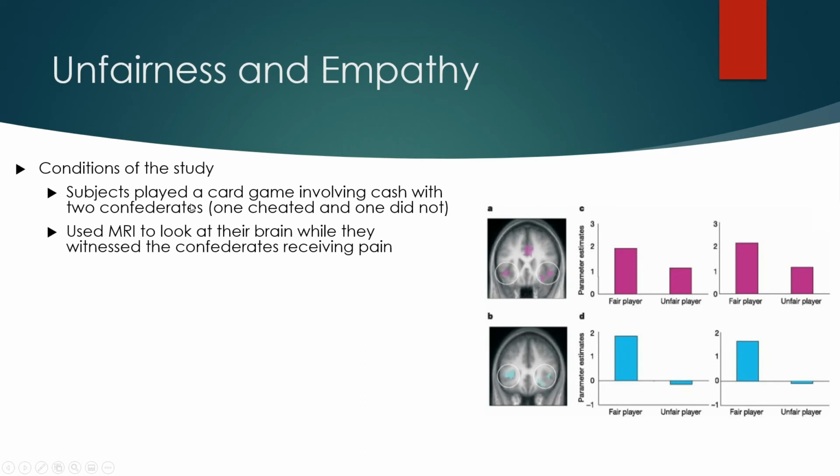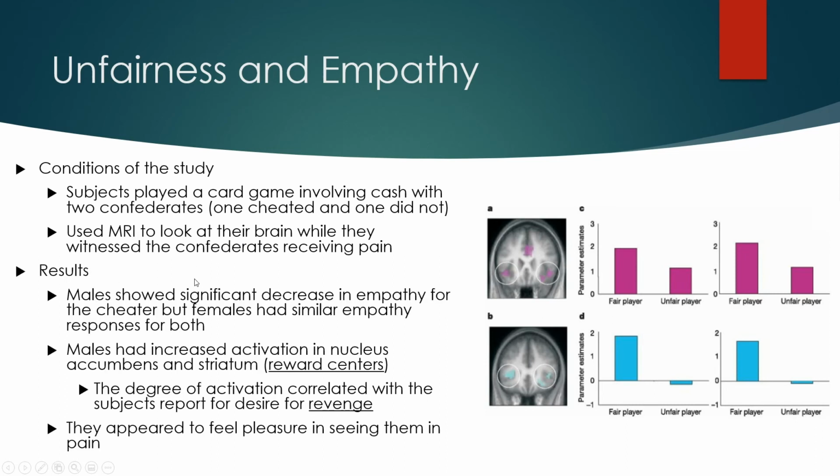A Confederate is someone that's part of the study that was doing things in a very deliberate way. So they were either cheating or not cheating. And then they used MRI to look at what was going on in the brains of the people who had been playing cards while they witnessed that Confederate receiving pain. That Confederate was getting shocked while the people in the MRI were witnessing it. And this was really, really interesting.